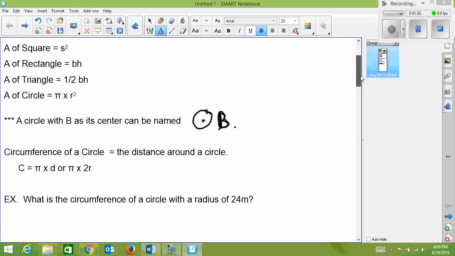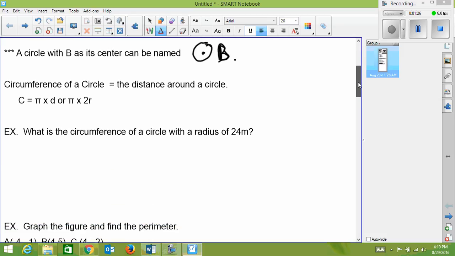Circumference of a circle. Circumference is just like walking around the circle, but because it is a curved line, you can't just walk around and add it up. You have to have a formula for it. So circumference of a circle is pi times diameter, or if they give you the radius, you have to double it first. So take the radius times 2 and then times pi. And pi is 3.14 unless they tell you differently.